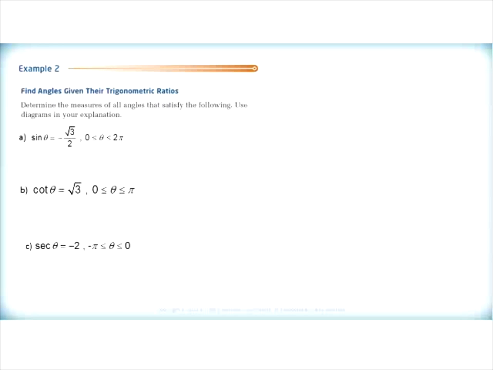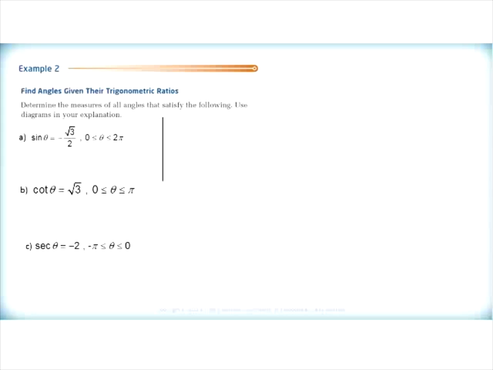Now let's have a look at finding the measure of angles given their trigonometric ratio. Very important topic. Determine the measure of all angles that satisfy the following. Use diagrams in your explanation. Sine theta is equal to negative root 3 over 2, where theta is between 0 and 2 pi. What we're looking for here is all the values of theta where the sine of the angle is equal to negative root 3 over 2 within this domain of 0 to 2 pi.